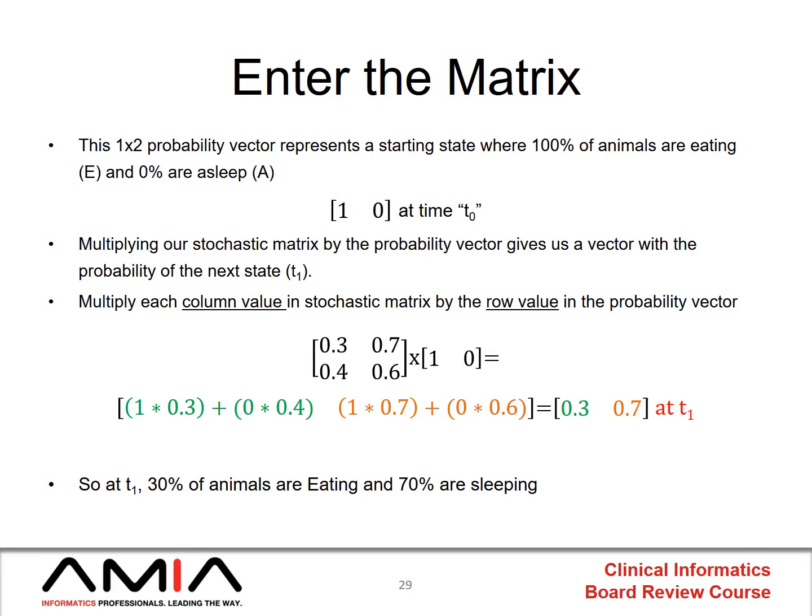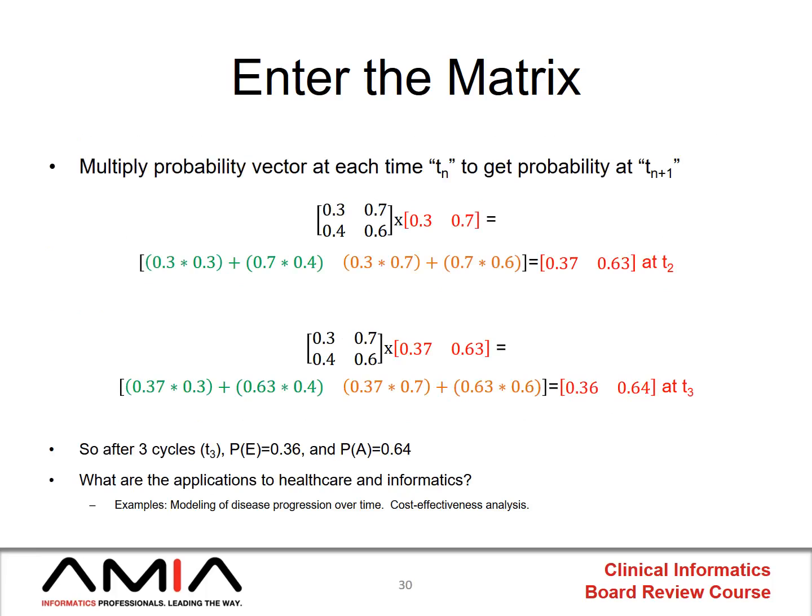If I wanted to do this at time 2 and time 3, all I have to do is change that probability vector. So instead of 1 and 0, I would now use my second time point of 0.3 and 0.7. So let's do that. Here's my new probability vector. I'm going to multiply it by the same stochastic matrix, and I get 0.3 times 0.3 plus 0.7 times 0.4. That gives me the first value in my new time 2 probability vector.